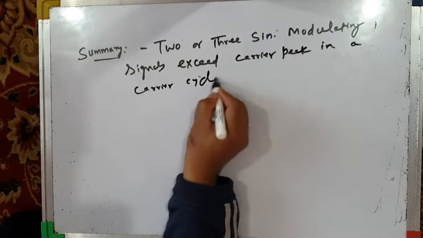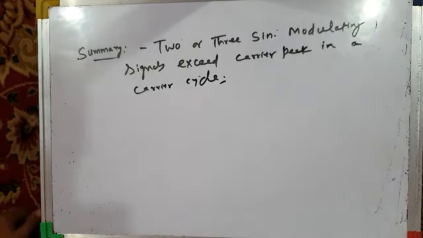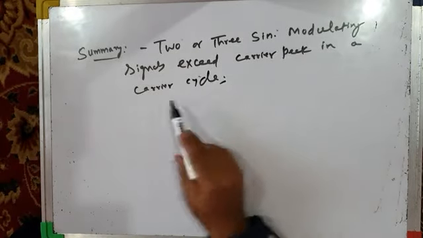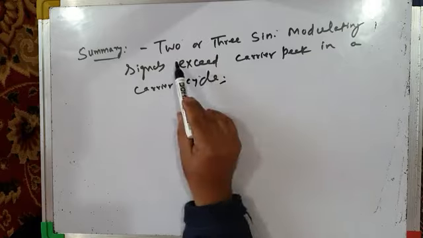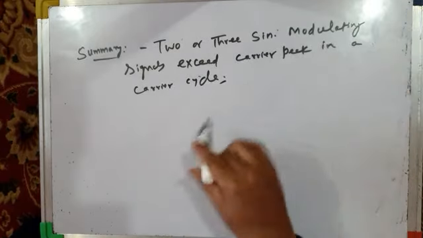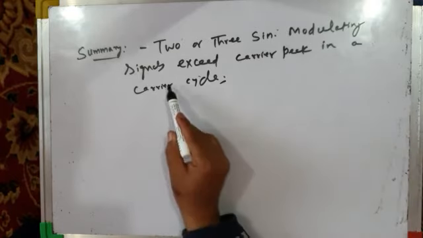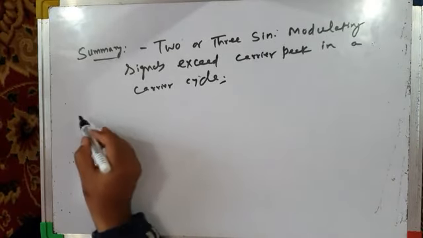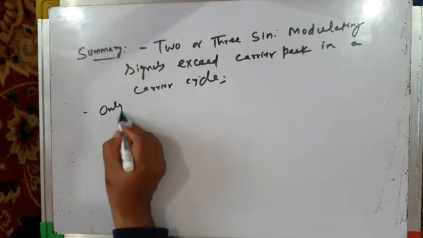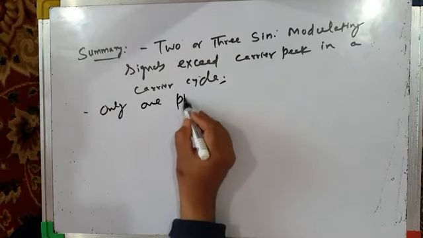Whereas for m equal to 2, with over-modulation, we have found only 2 sinusoidal modulating signals exceed carrier peak in a carrier cycle. But for m equal to 3, sometimes 3 sinusoidal modulating signals, that means all the 3, MR, MY, MB, may exceed carrier peak in a carrier cycle. That's first point.